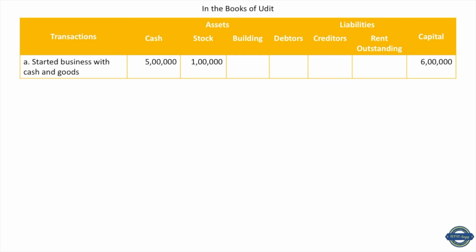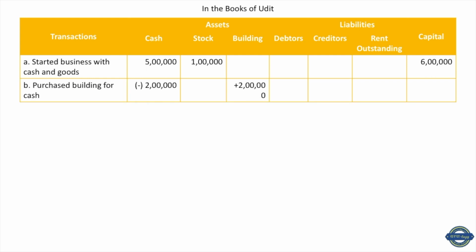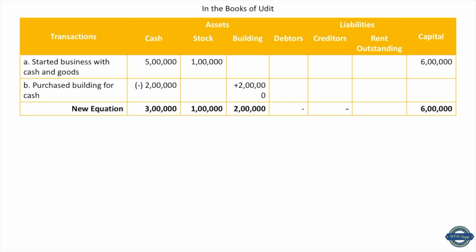He purchased building for cash. Building is an asset, so we will record this in the asset column. Building rupees 2 lakh. He purchased this for cash, so there was an outflow of cash, so we will deduct rupees 2 lakh from the cash column. After every transaction, we will write the equation and we will check whether the accounting equation stands true or not.